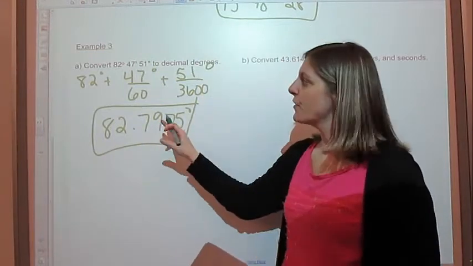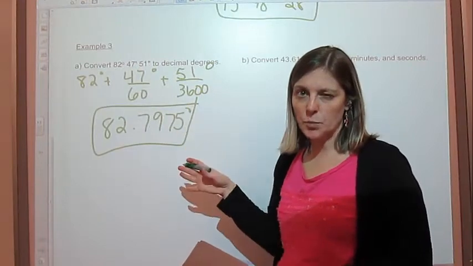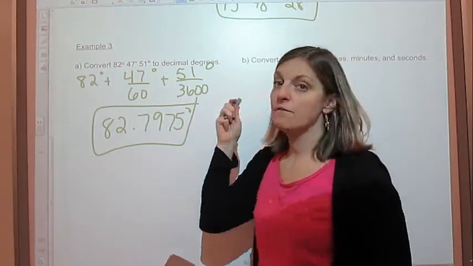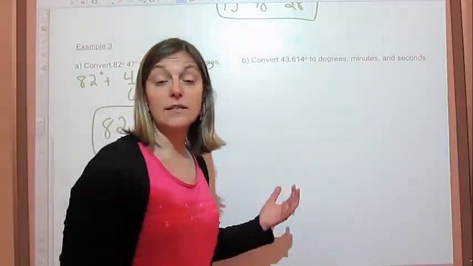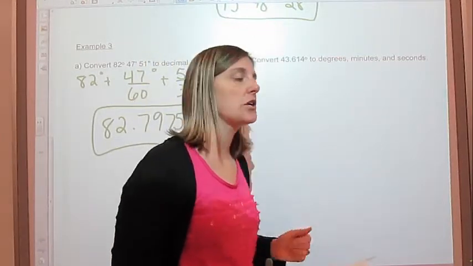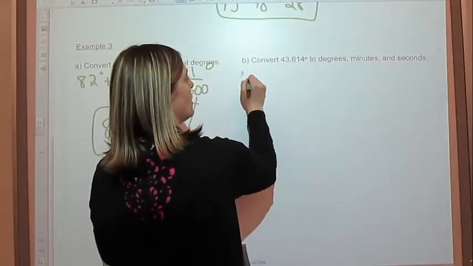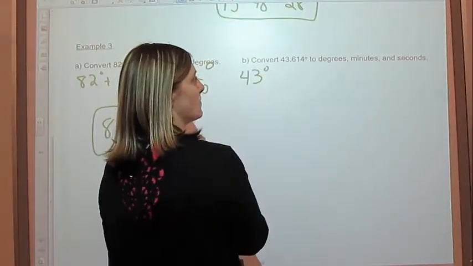Okay, so converting from degrees, minutes, seconds to decimal degrees is pretty easy. But converting from decimal degrees into degrees, minutes, seconds is a little bit more challenging. All right, so we want to convert this to degrees, minutes, seconds. So we chop off the degrees, okay?